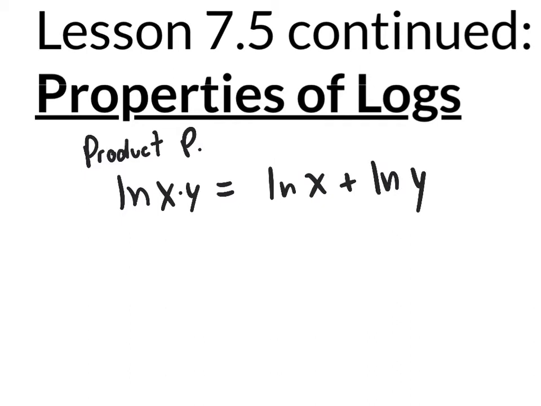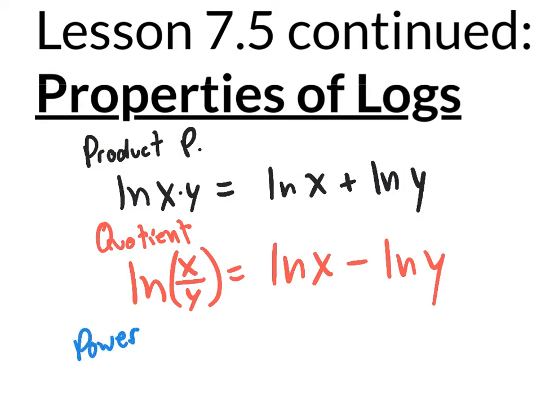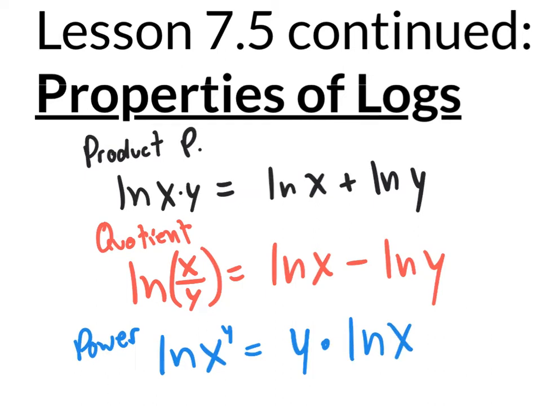ln of y. Let's look at quotient property. If I had ln, what does quotient mean? Divide. So if I had ln of x divided by y, then you would be able to expand it to ln of x minus ln of y. Okay? And last but not least would be the power property. Power. Okay, that's where you have something like ln of x to the y power. Okay? And we could expand that to become y times ln of x.